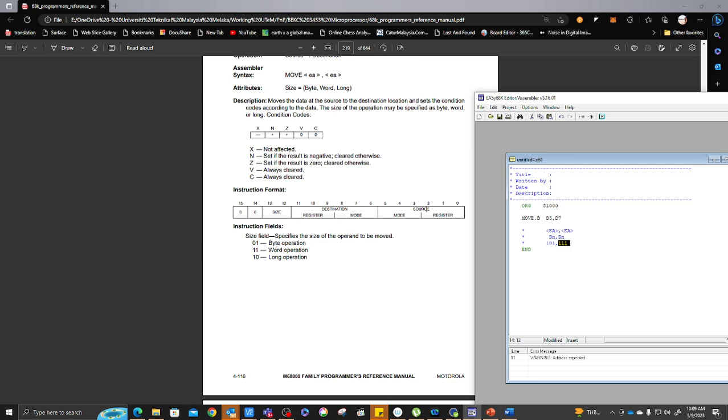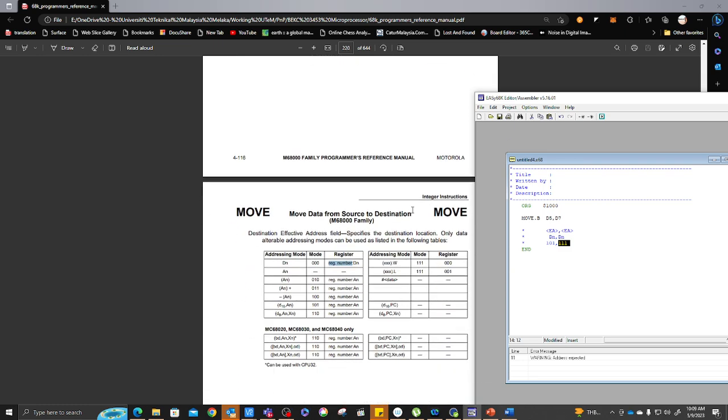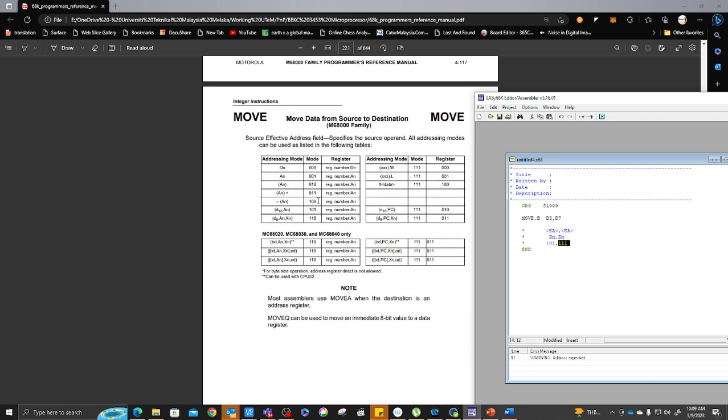Then same goes to source. For source, you have to look at the third page, right here. Again, the DN is this one because this is D5. Then the mode is also 000. Then you have the register number. For the source, this is 5. You are going to use 101. Okay, this is the one.